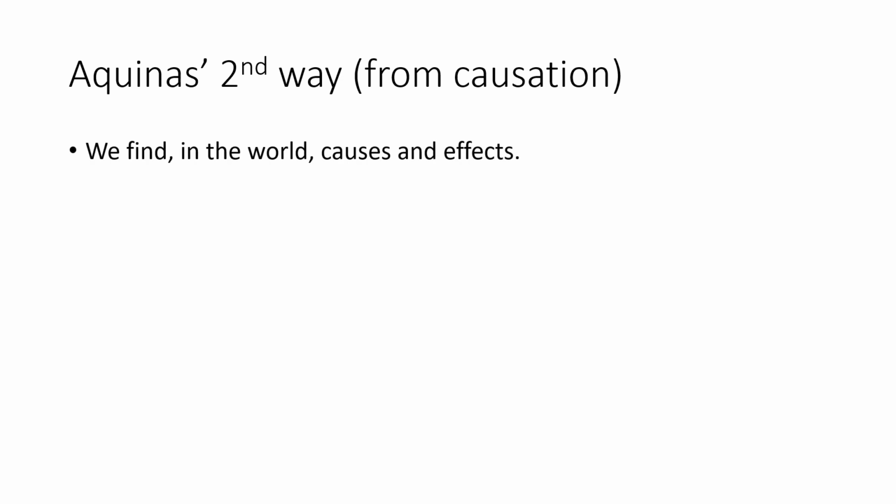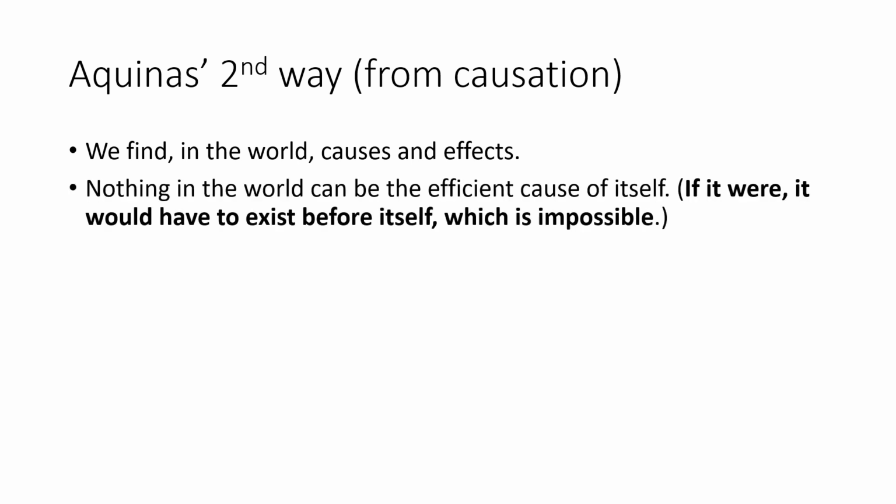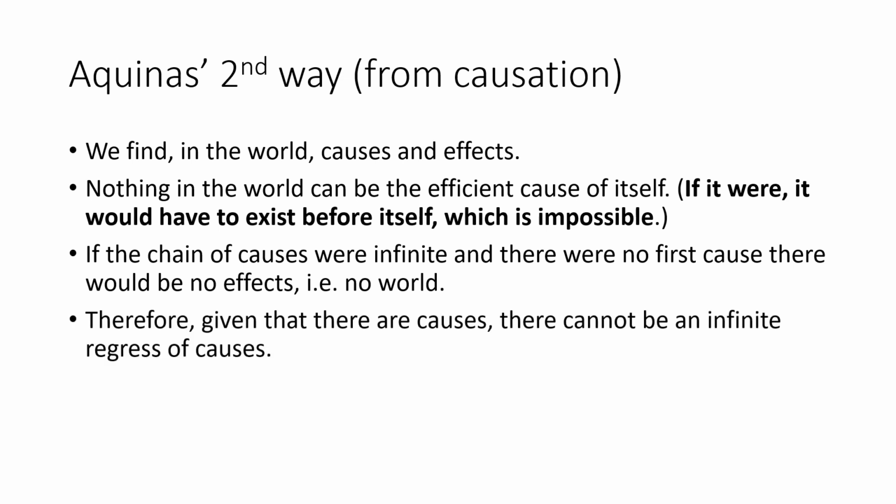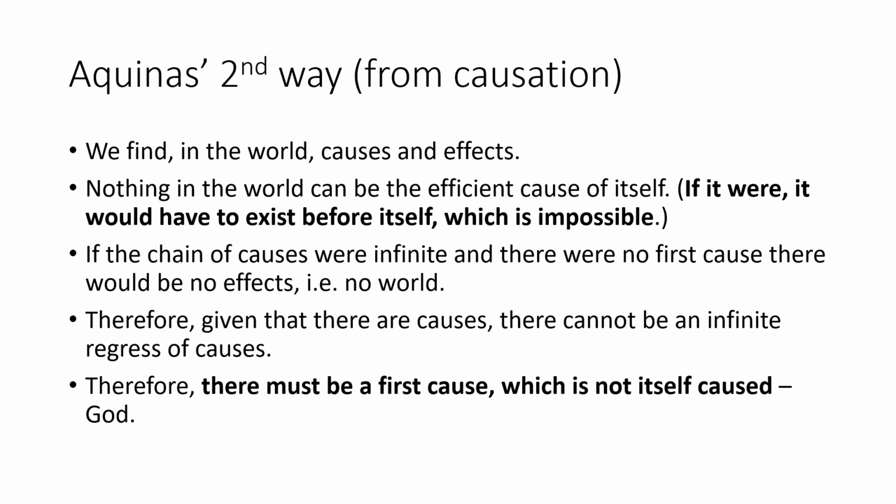Well, similarly to the first way, it talks not about motion, but about causes and effects. So for Aquinas, nothing in the world can be the efficient cause of itself. For this standard reason, if it were, it would have to exist before itself, which is impossible. And if the chain of causes were infinite, and there were no first cause, there would be no effects. In other words, no world. Therefore, given that there are causes around us, there cannot be an infinite regress of causes, and therefore there must be a first cause which is not itself caused. Again, a prime or uncaused cause which is God.